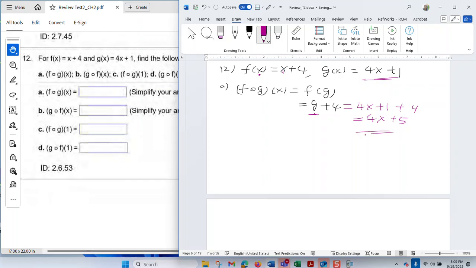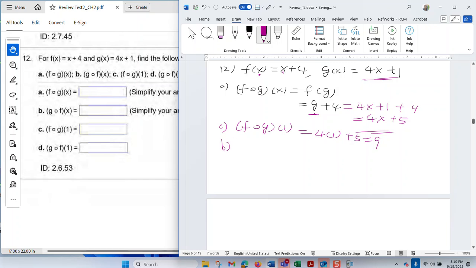And then if you want to find part c, f composite g at x equal to 1, right? You just come back to this function, replace the x by 1 here, and you get an answer. So this will be equal to 9.